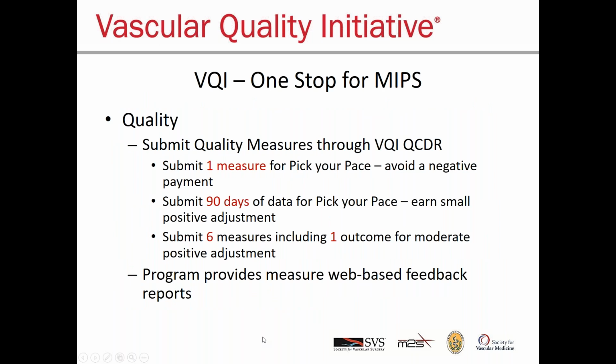So VQI can do a lot of these things for you if you're reporting as an individual. It can do your 1 measure. It can do it for at least 90 days, if not more. It can do 6 measures if you want to do more, try to get some bonus money. And it can provide you a feedback report, which is one of the clinical improvement activities. So there's a lot of advantages to being in VQI. There's a lot of advantages to joining VQI to do your MIPS reporting.